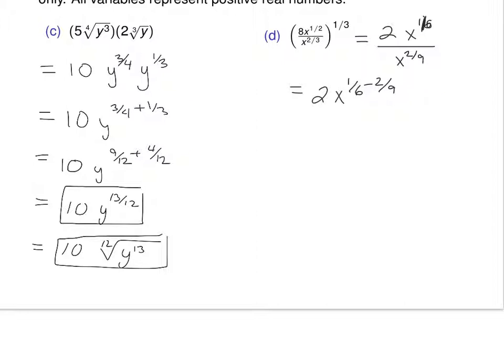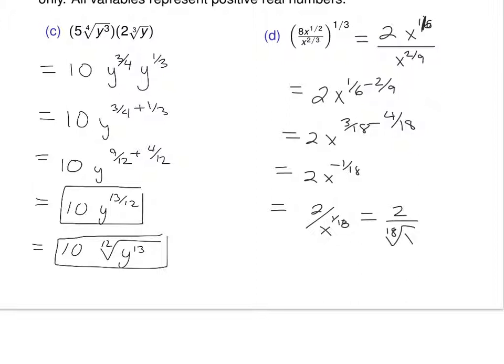What is the best common denominator there, or the smallest one? 18. Great. So that's 2x to the 3/18 minus 4/18, right? So 2x to the negative 1/18, or 2 over x to the 1/18, or 2 over the 18th root of x. I only give you that last one just because if you have to give it that way in Alex, like on your initial assessment, you'll be okay.